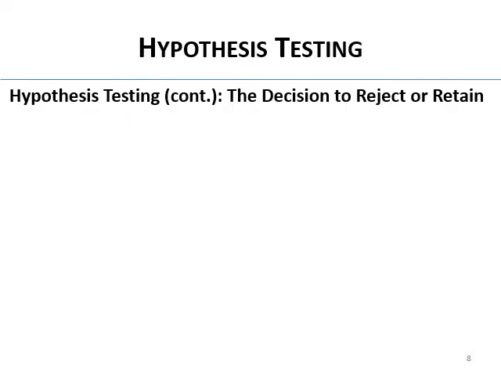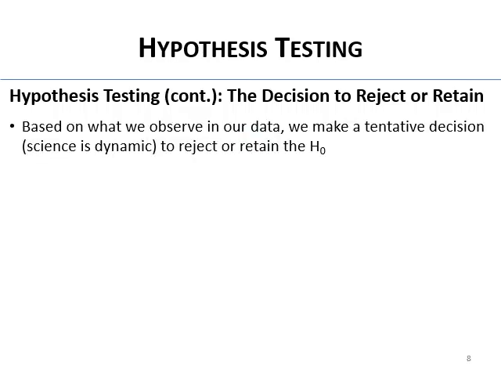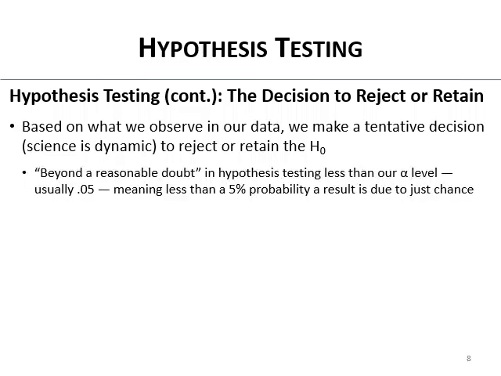So the decision to reject or retain is based on what we observe in our data. So we make a tentative decision. That is tentative because, remember, science is dynamic, right? So we never prove anything. We only sort of have the current state of what we believe to be the case in terms of theories. So we just make a decision about the null. We're not proving anything. So beyond a reasonable doubt in hypothesis testing is less than our alpha level. That is usually 0.05, meaning that there's less than a 5% probability our result is due just to chance.